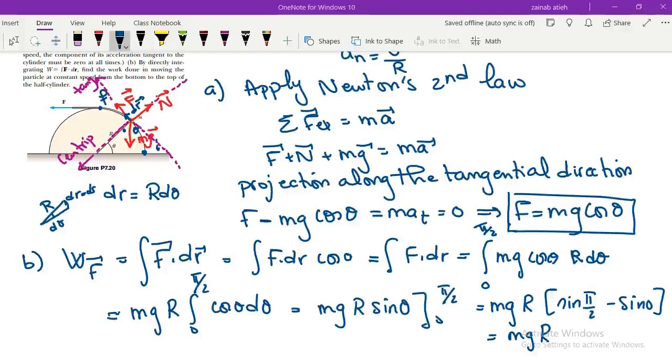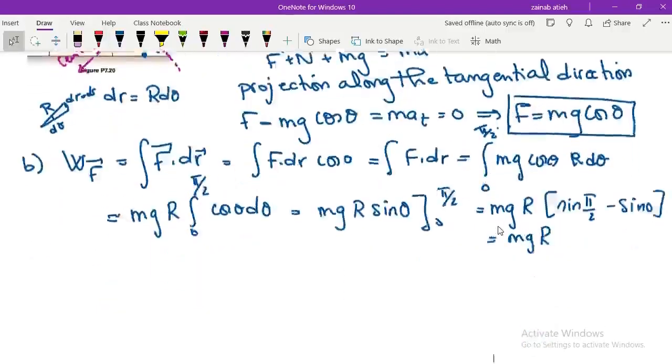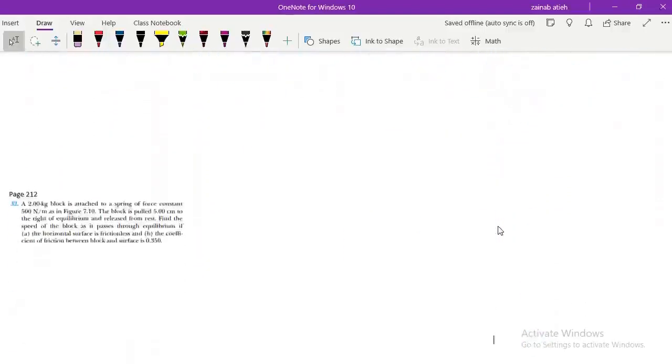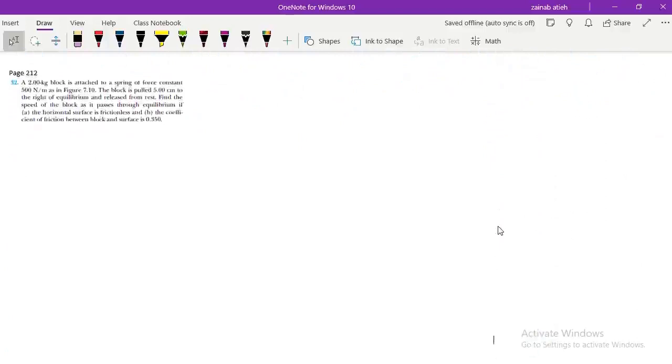As we said in the previous lesson, if you still remember when we talked about displacement, we said delta r is the position or the displacement vector that joins the initial with the final position. When delta r is very small, it becomes dr and this dr is always tangent to the trajectory. Okay, it's a very small displacement. Let me now move to the next problem. I will do problem 32, page 212.